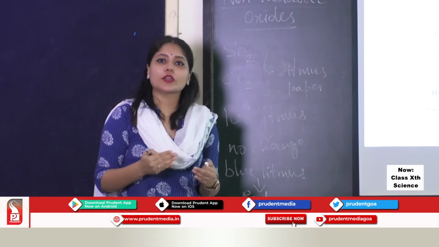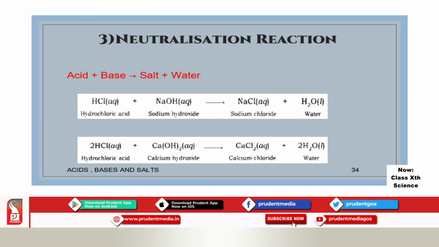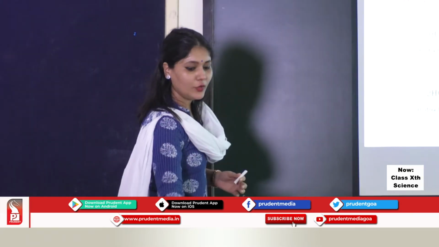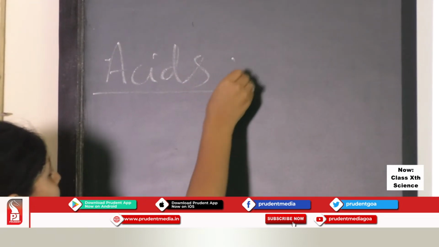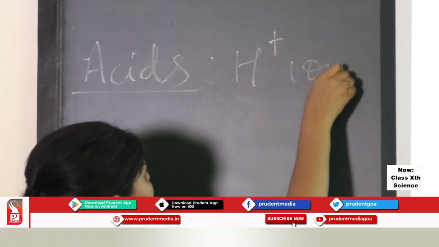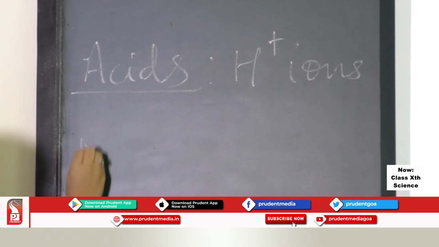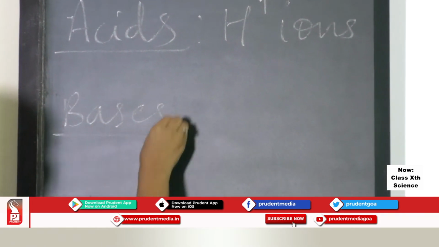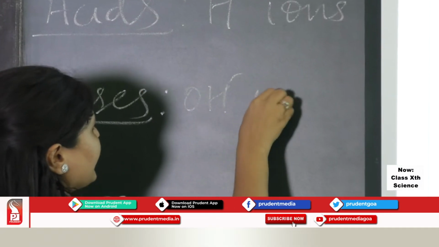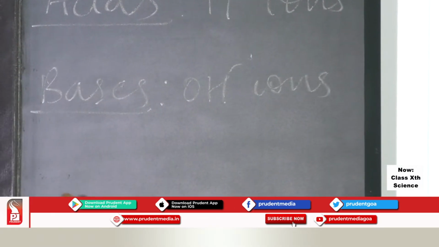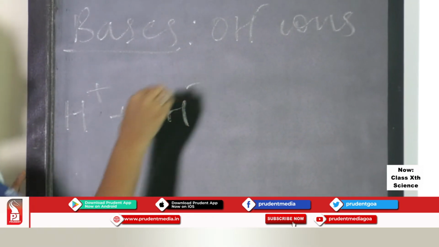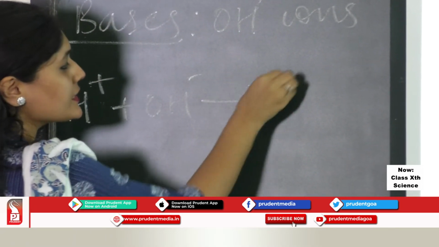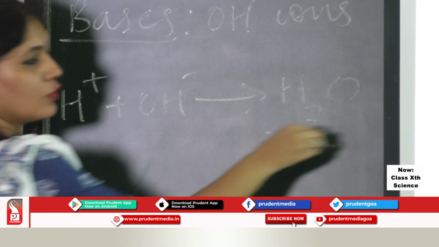So, I have been talking about neutralization reaction. So what exactly is neutralization reaction? We know that acids, what they have in common, they are having H plus ions, while bases are having OH minus ions. Now when H plus ions combine with OH minus ions, what will it result in? The formation of water.